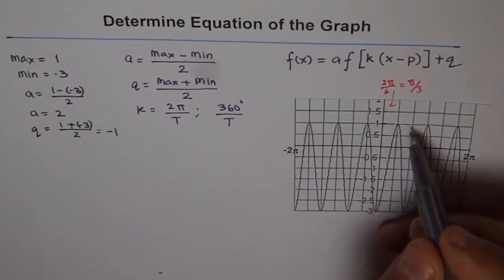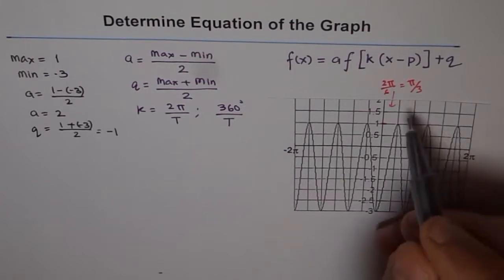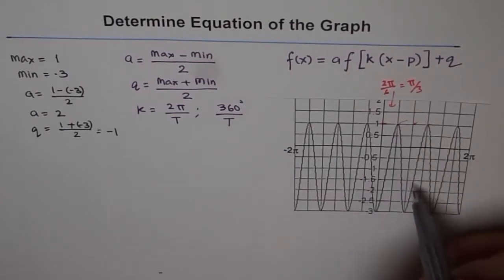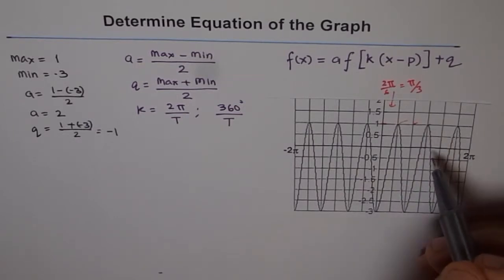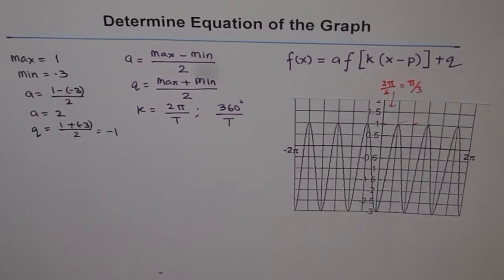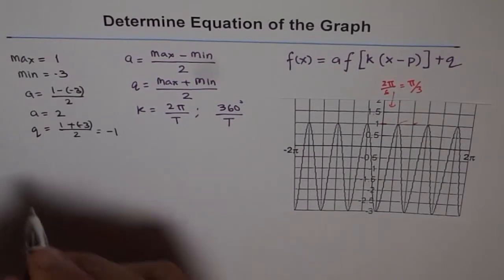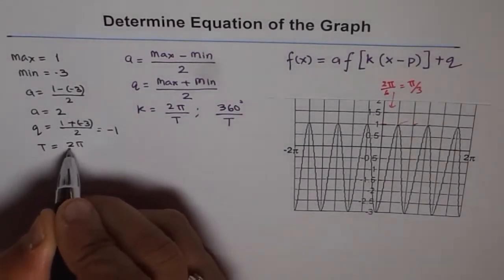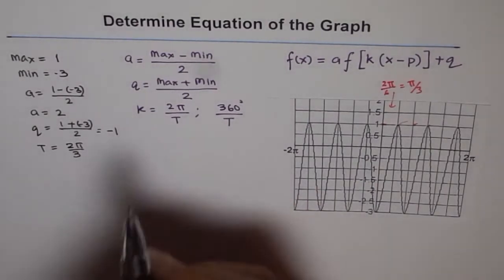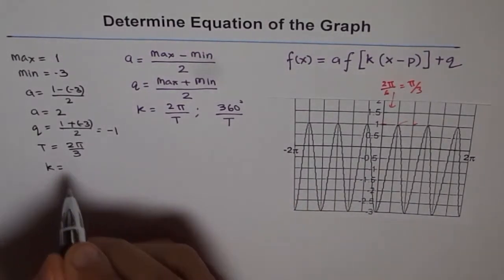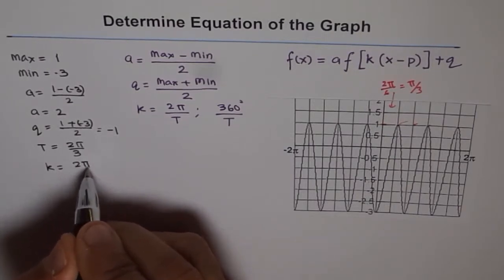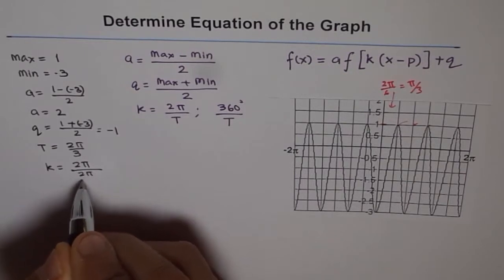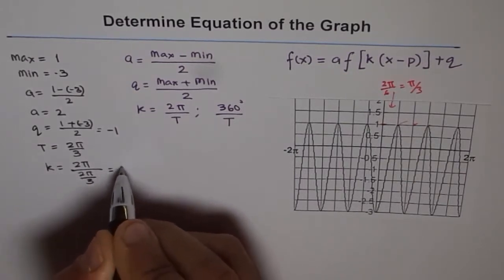So if you count from one maximum to the other, we get 1 pi by 3 and 2 pi by 3, correct? So that is one wave, 2 pi by 3. So our time period here is 2 pi by 3. So we say the time period T equals 2 pi by 3. And therefore K will be equal to 2 pi divided by 2 pi by 3, which equals 3.